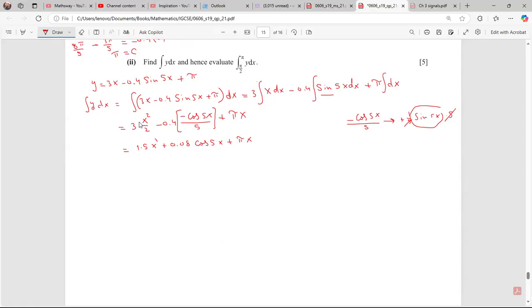Okay, now the second part, evaluate this thing. If I need to evaluate this thing, y dx from pi by 2 to pi, basically we have already integrated this thing. So I have this 1.5 x squared plus 0.08 cos 5x plus pi x, and I have limits of this thing from pi by 2 to pi. Okay, I don't need to integrate it again. I can just substitute the limits like this.